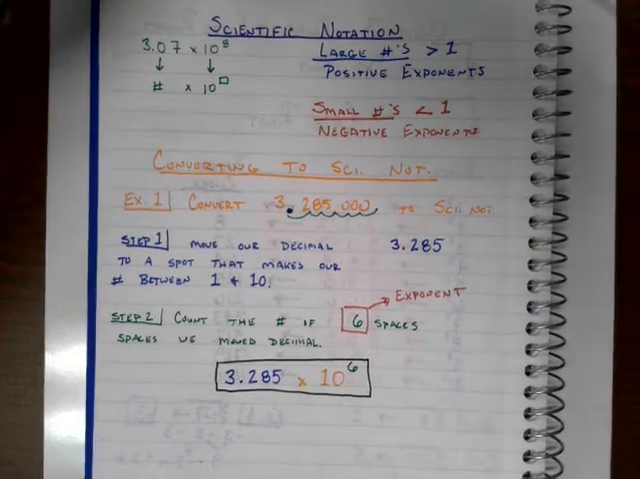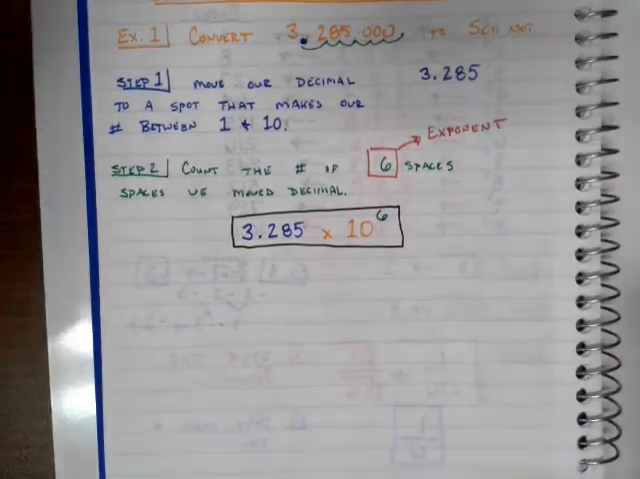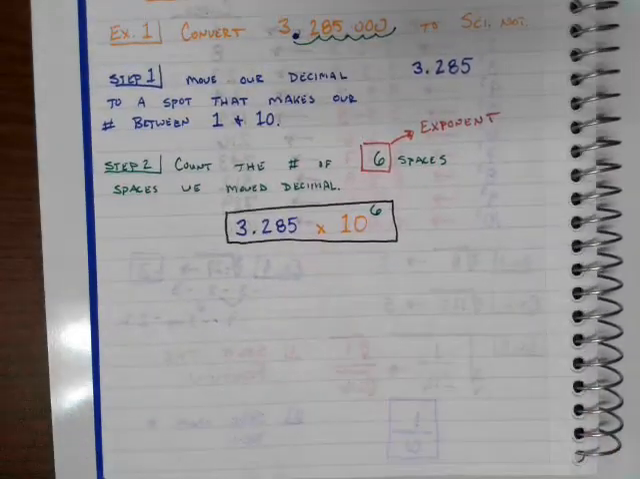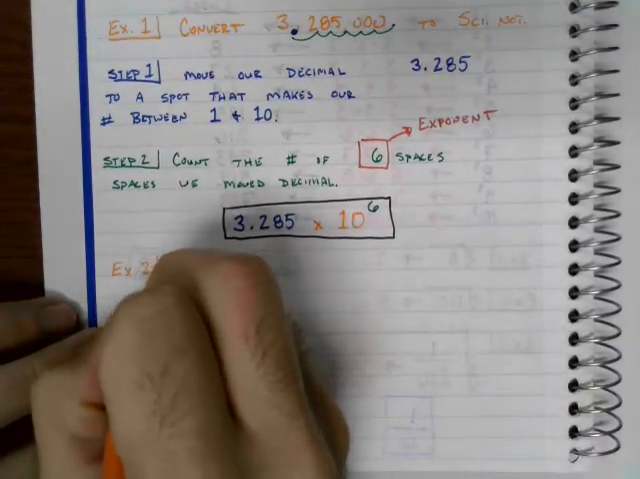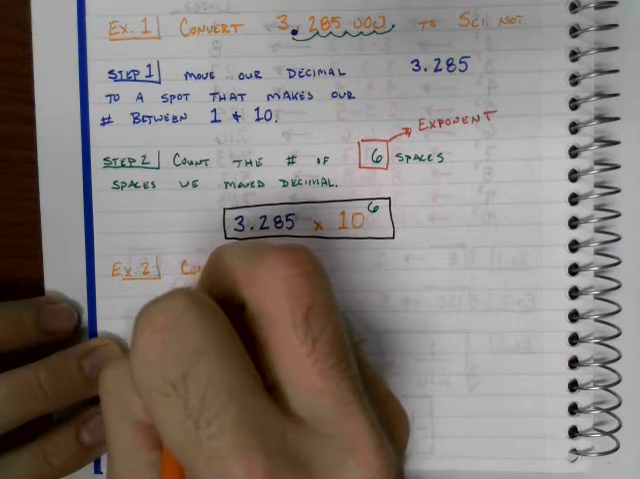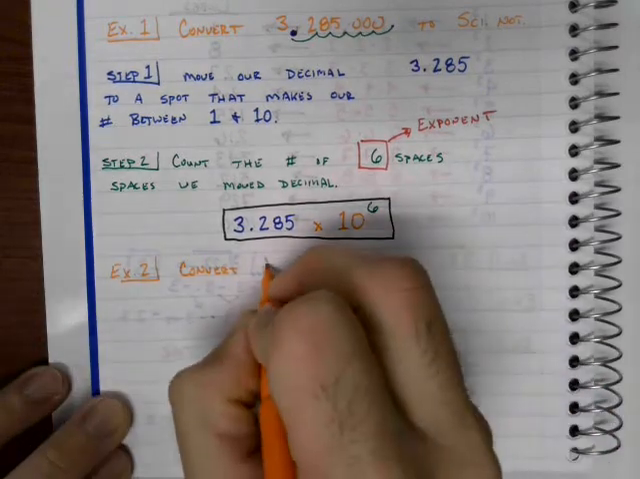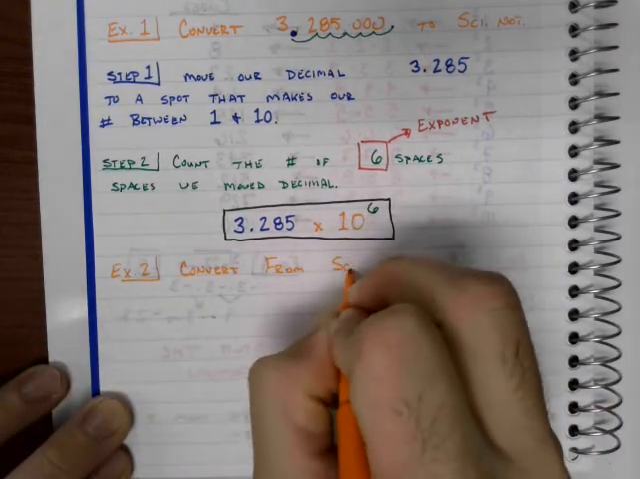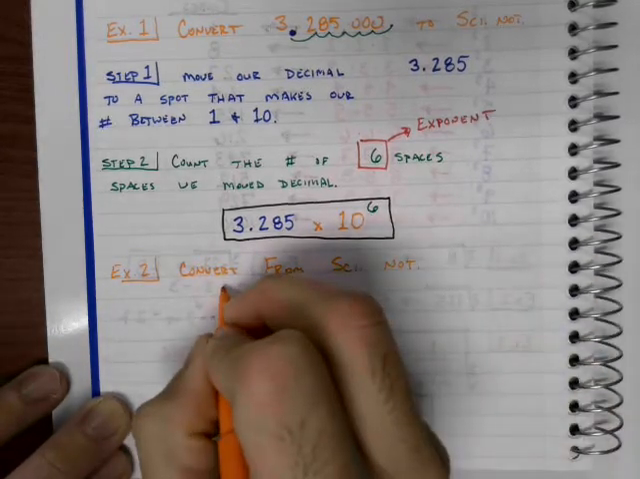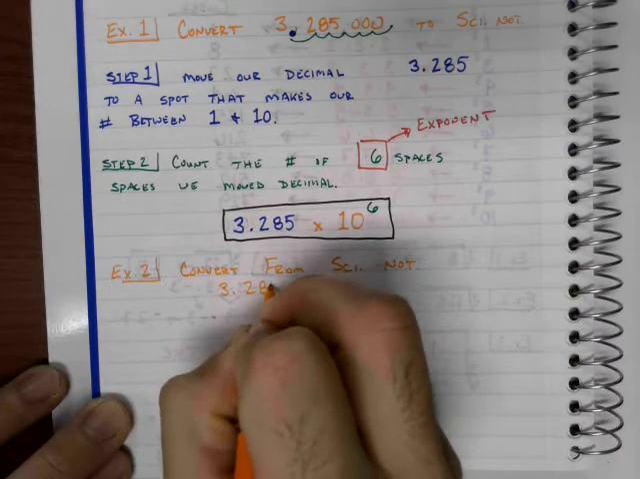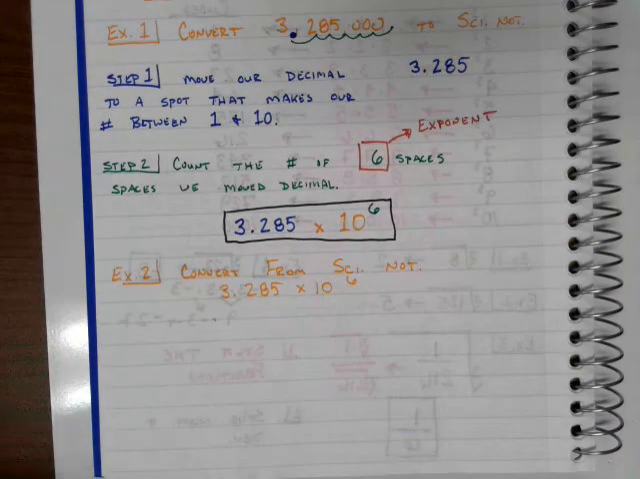Now, let's say that we were asked to take this number, the same number. This will be our second example. We're going to convert from scientific notation. We'll do that same number there. Convert from scientific notation, 3.285 times 10 to the 6th. So we'll convert from scientific notation this time.